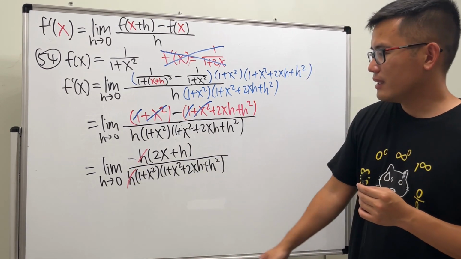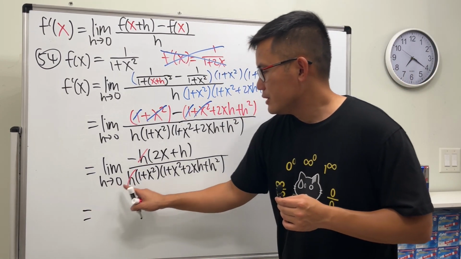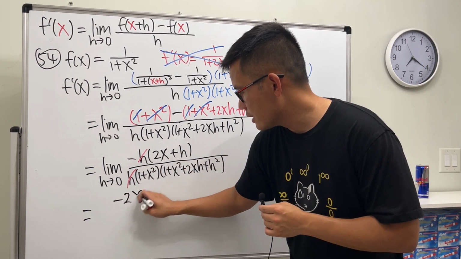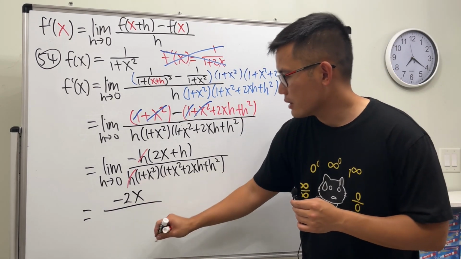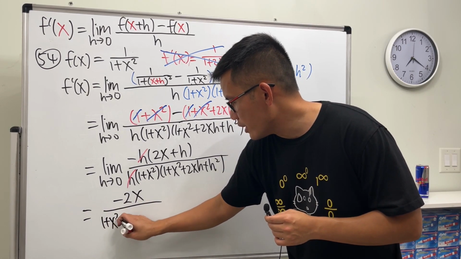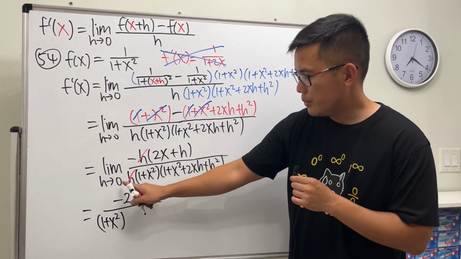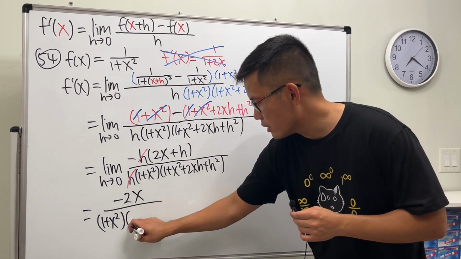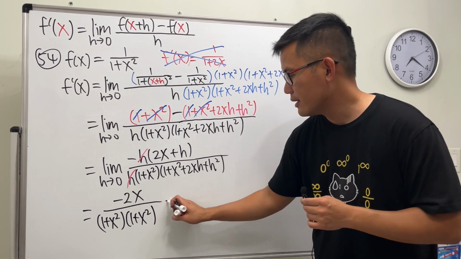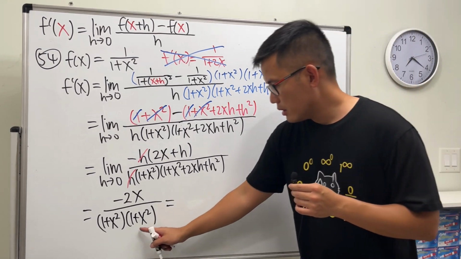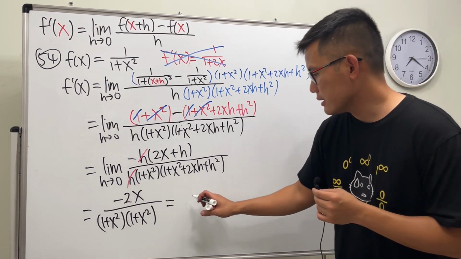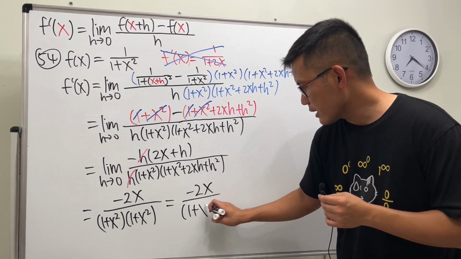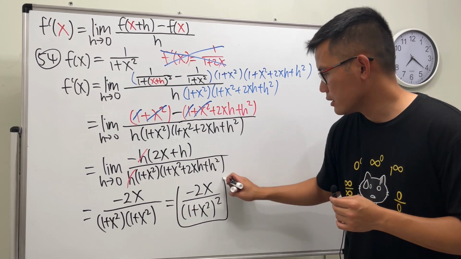Yay. Okay, let's do this in our head. Put 0 into h, right? Put 0 into h. So we have negative 2x on the top over, here we have what? 1 plus x squared, right? And then put 0 into h. So this and that cancel. We have 1 plus x squared. Whoa, look at that. It's a pretty clean result. This and that are the same though, so we can just put it as power 2, right? So negative 2x over 1 plus x squared and then square, and then we are done.